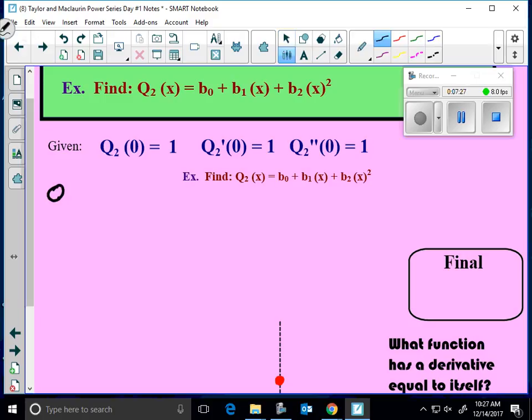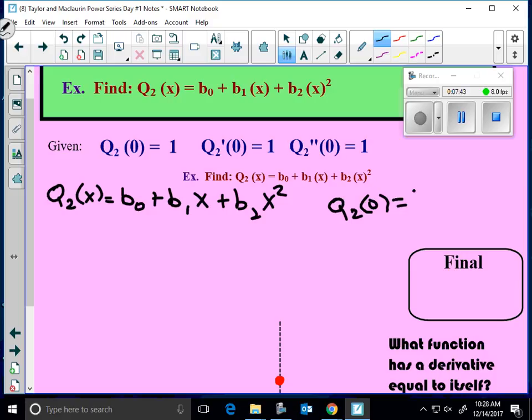So if q2 of x equals b sub 0 plus b sub 1x plus b sub 2x squared, what would q2 of 0 equal? q2 of 0 would equal b sub 0, right? Because everything else cancels. These two would cancel. So b sub 0 equals 1. Okay, so the second degree representation of whatever this function is, which we know is e to the x, is 1. That's our first term.